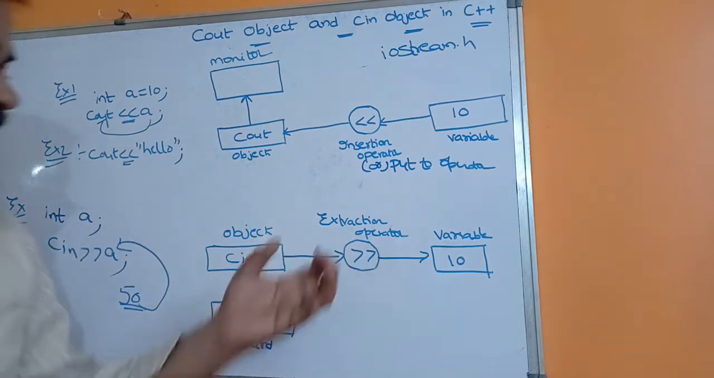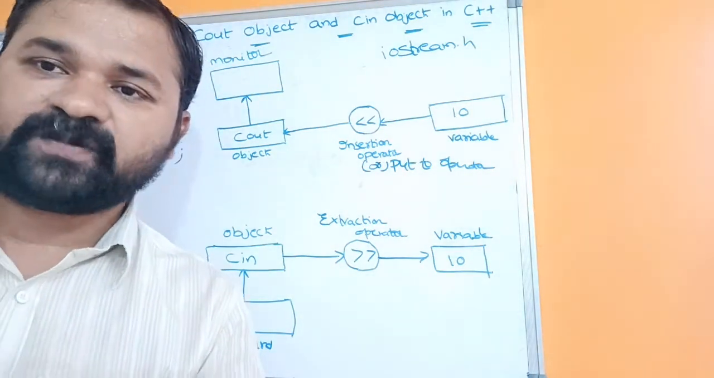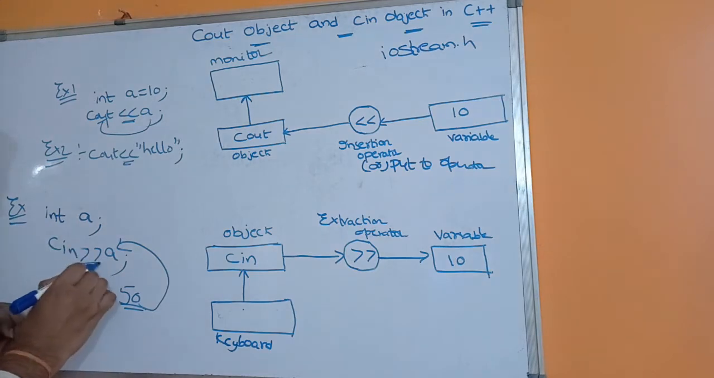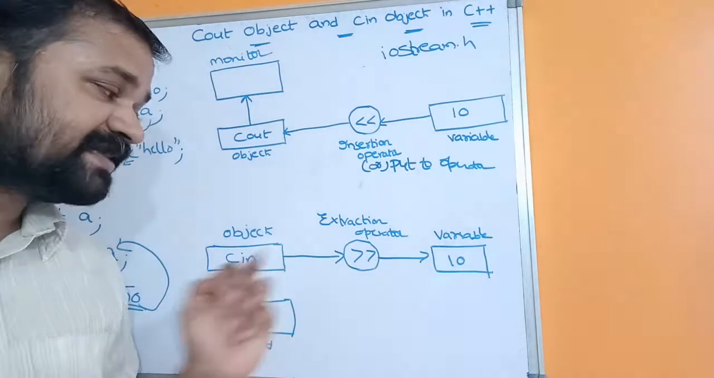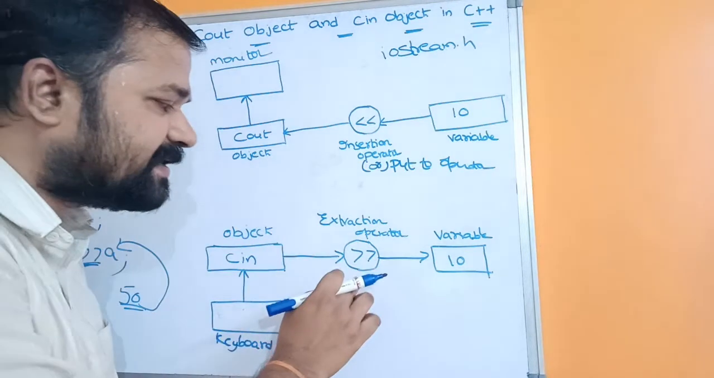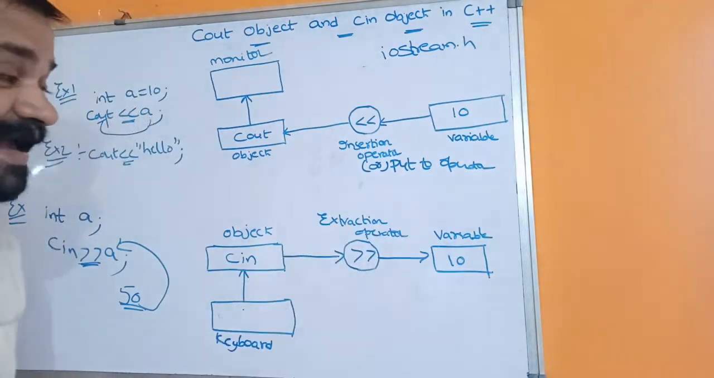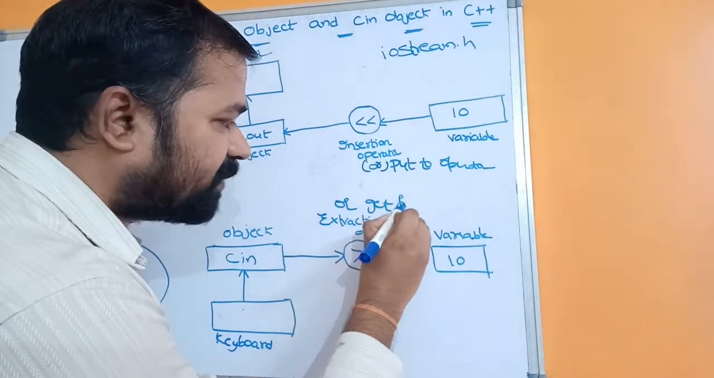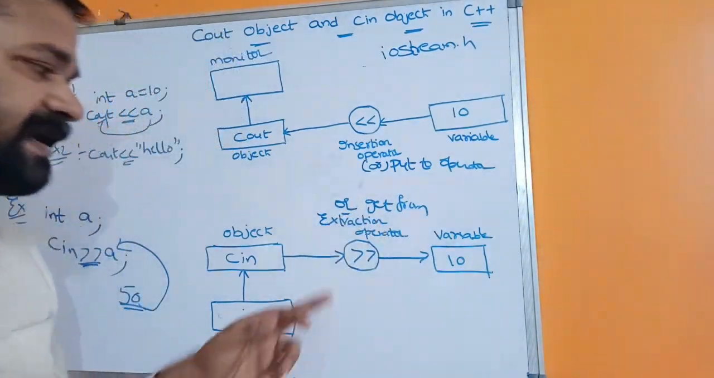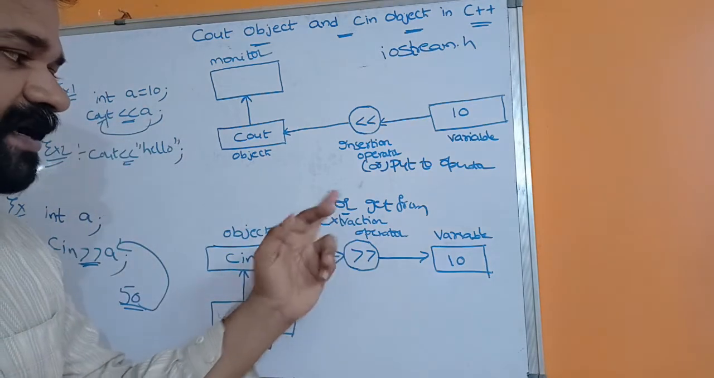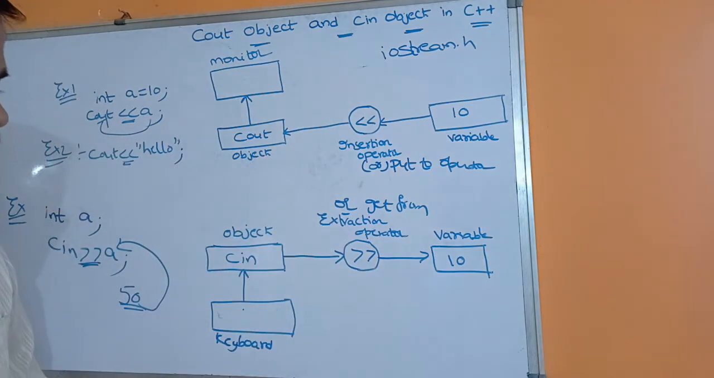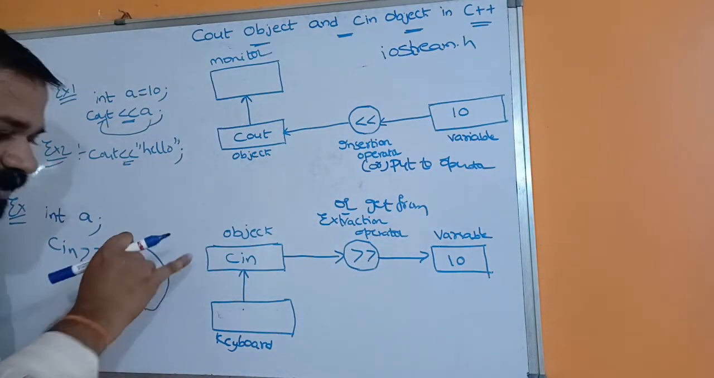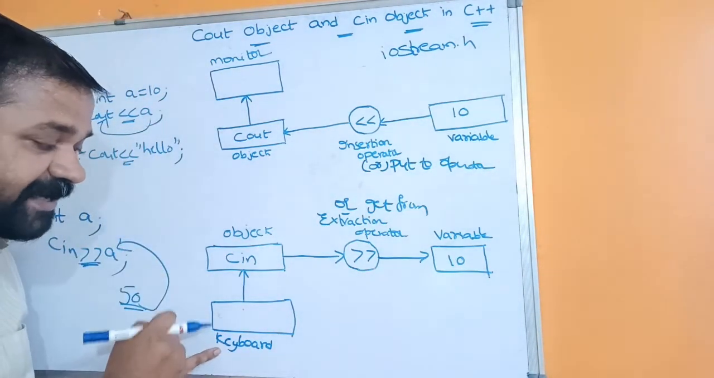Okay. Now let's see this diagram so that we will get the complete idea about what the cin object is. Here in the cin object we are using an operator called the greater than operator. This greater than operator is called the extraction operator, or this can also be called the get from operator. So greater than is called the extraction operator or get from operator.